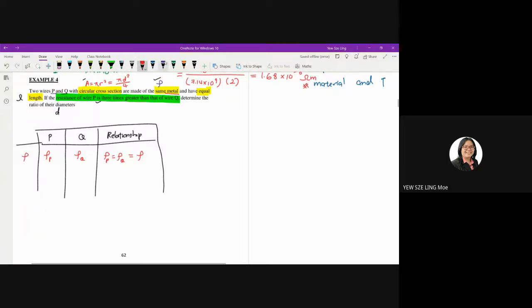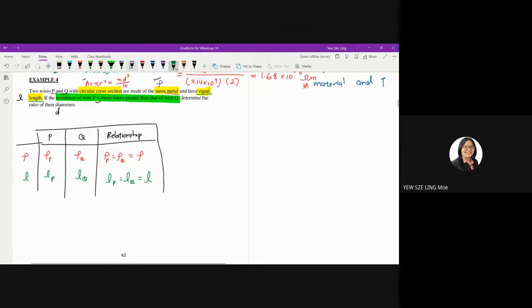The second piece of information given is that they have equal length. So the length for P, I'm going to call it LP. The length for Q, I'm going to call it LQ. What is their relationship? According to the question, they are equal. Once again, LP equals LQ. I'm going to simplify it and write it as just L.